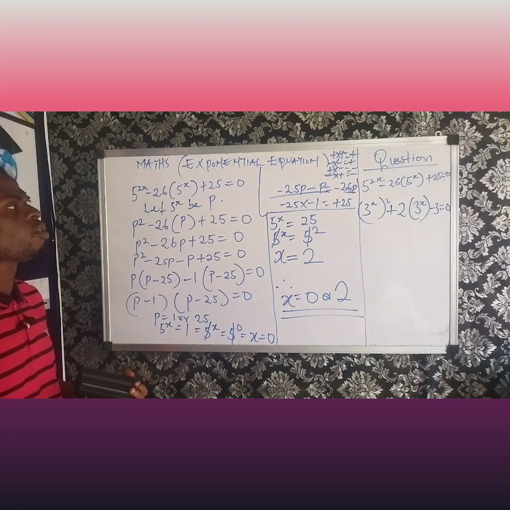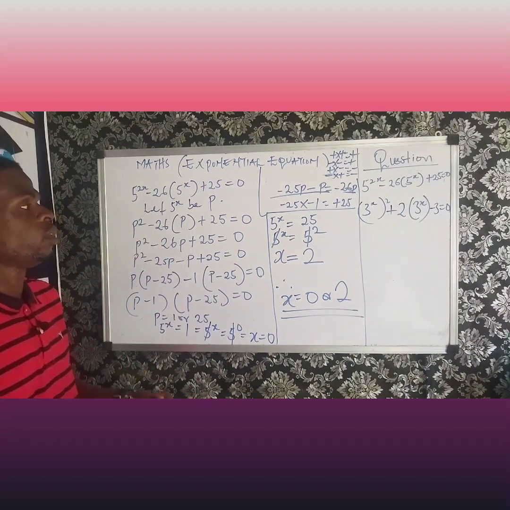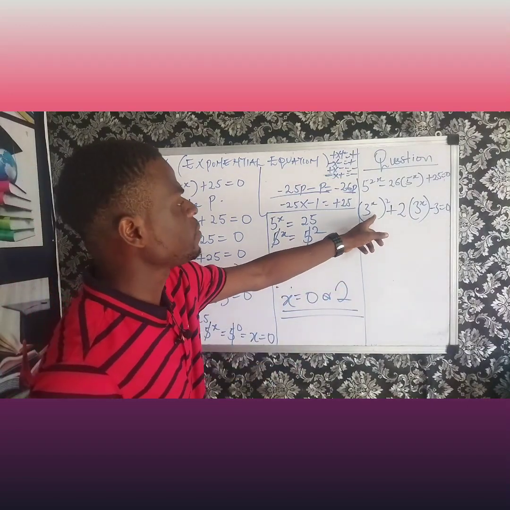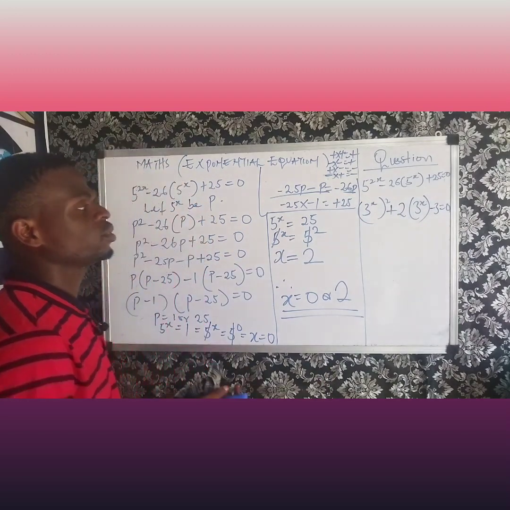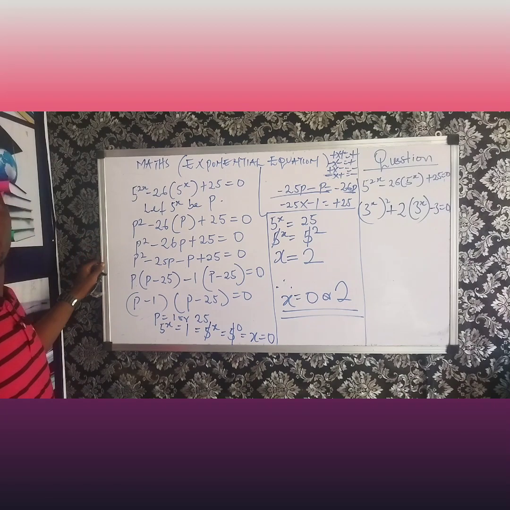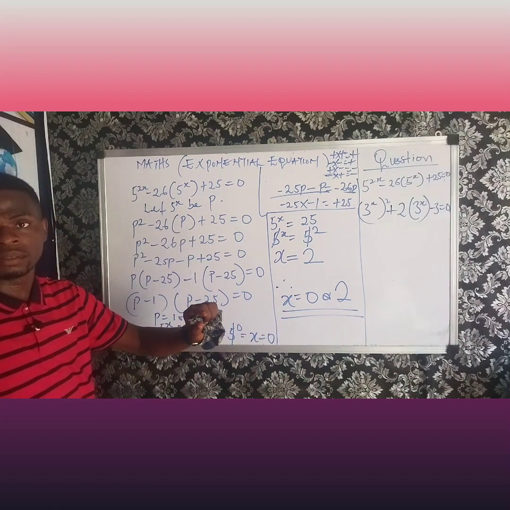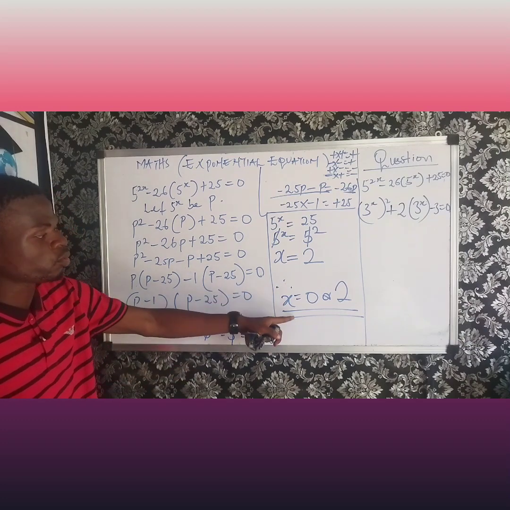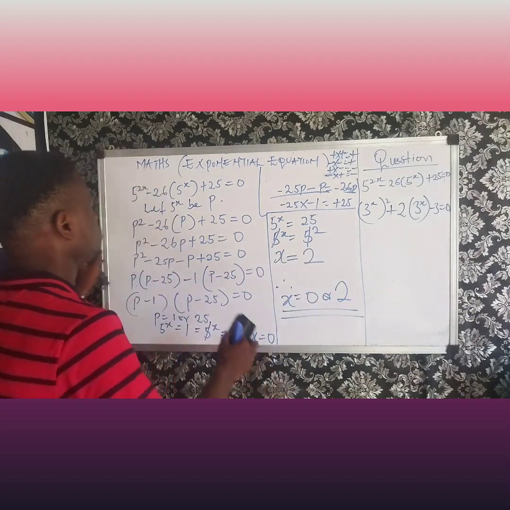Now, let's check the second question, which is this. We have 3 power x power 2 plus 2 bracket 3x power x minus 3 equal to 0. Are you listening to me? So, let's write. I hope you get that. It's a very simple math. So that's the first question here, x equal to 0 or 2. So let's go to the second question.